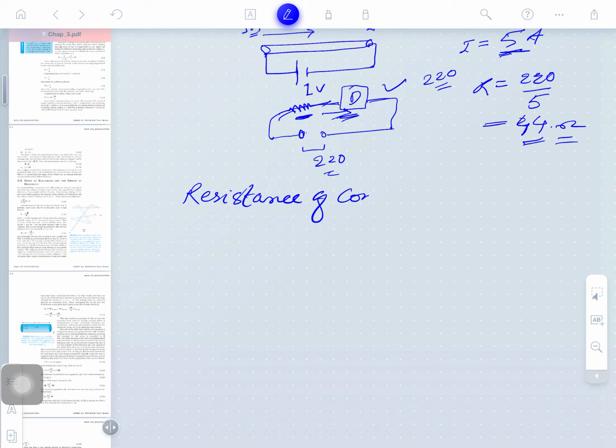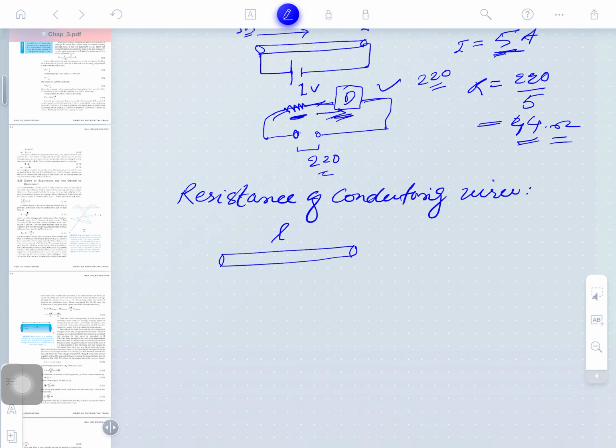Resistance of conducting wire. Suppose the wire is cylindrical, its length is L, and we apply a potential across it, high potential at one end and low potential at the other. So current starts flowing from high to low.